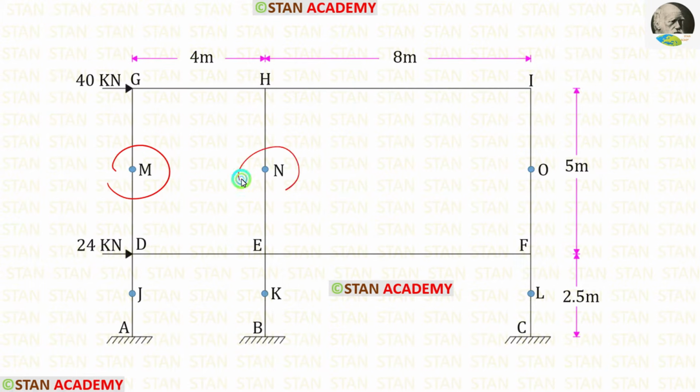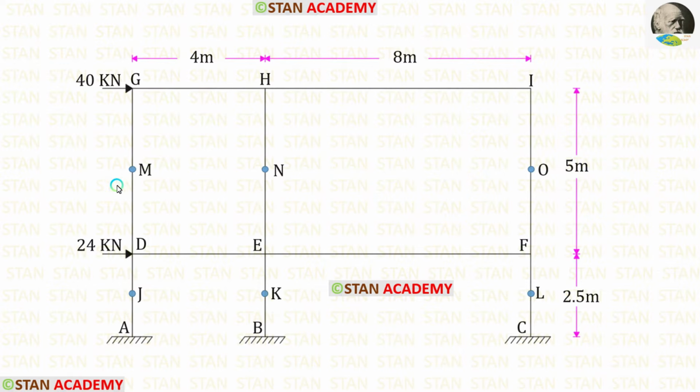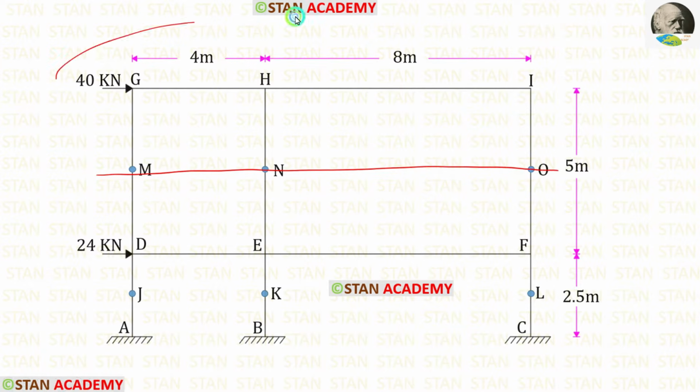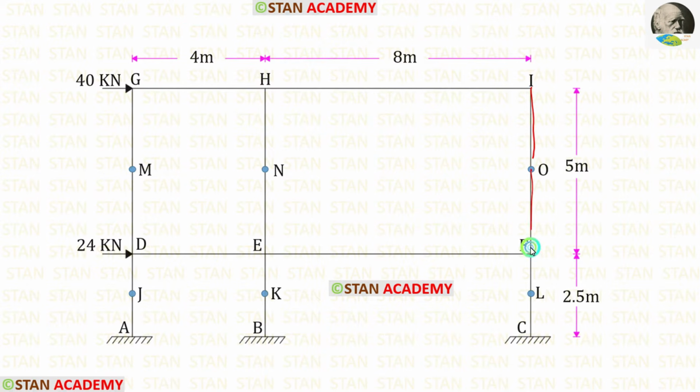For the center of the columns, let us give names J, K, L, M, N and O. Let us split the frame into two parts. From the center of the columns in the top story, let us take the upper part. So above the center and below the center, we will have the distance 5 by 2, so 2.5 meter.